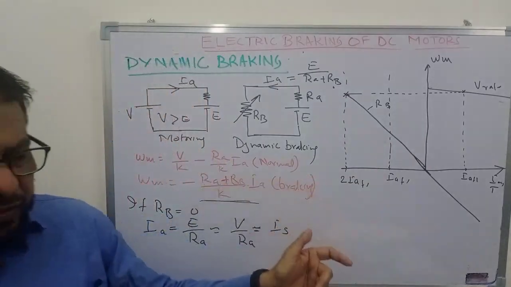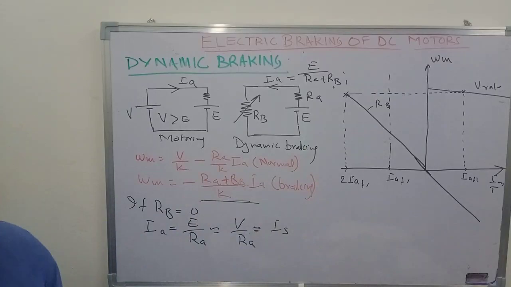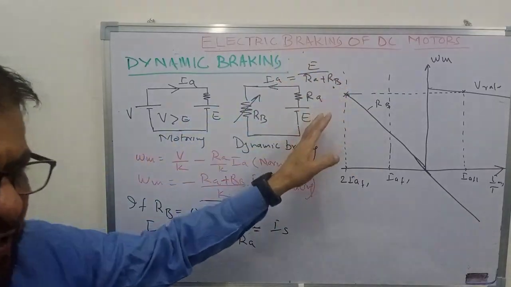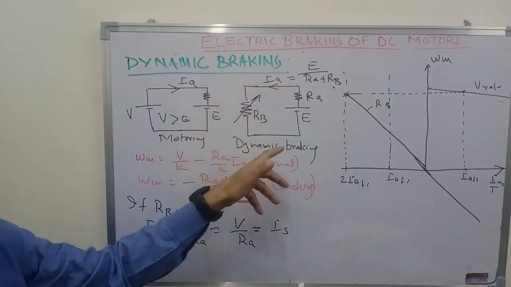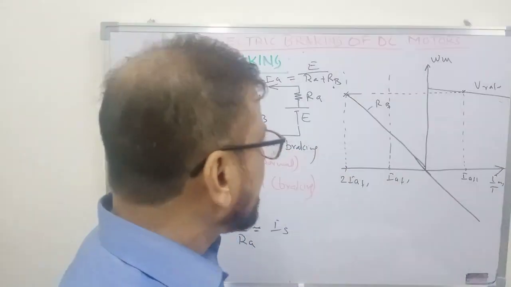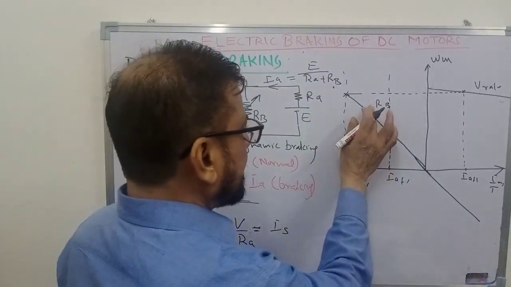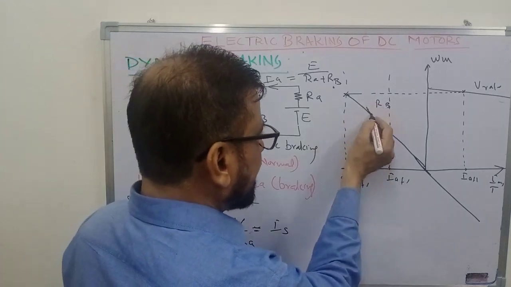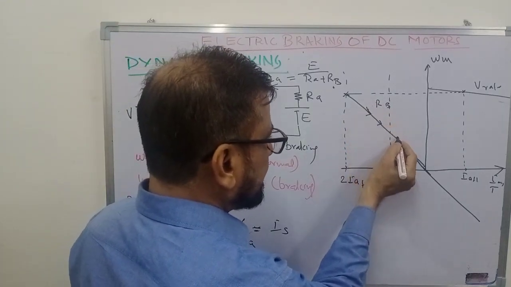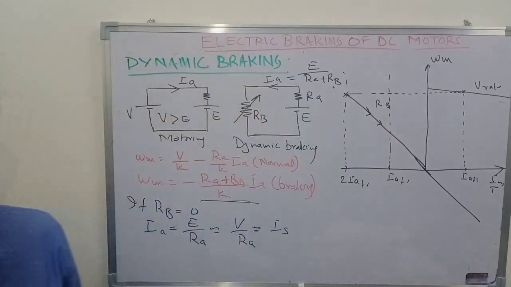have a torque which is twice the full load torque of the motor in the reverse direction, because Ia is now opposite, so the torque is also negative. So because of this negative torque, the speed of the motor will start decreasing, and you will move somewhere like this. But you want to quickly stop the motor.